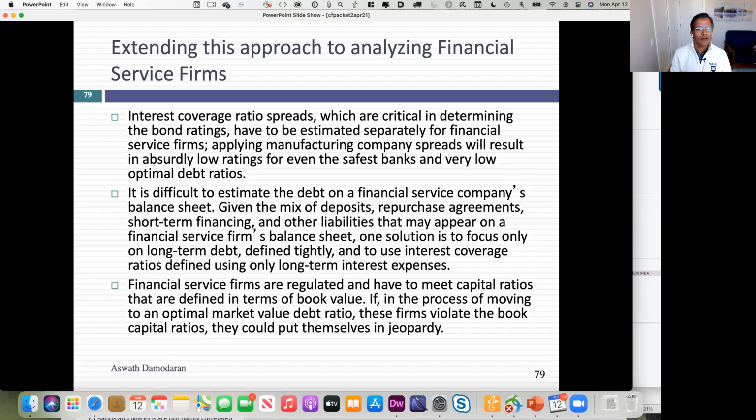But I can ask a different question at a bank, which is, do you have enough equity? Equity is regulatory capital. And if you don't have enough regulatory capital as a financial service company, you're flirting with disaster. So when I look at a financial service company, I'm going to focus on equity and ask, do you have enough equity? And if you don't, I'm going to argue that you need to bring in fresh equity.